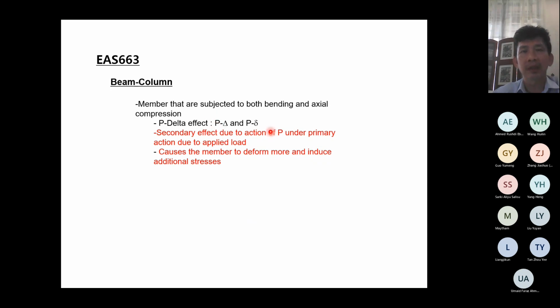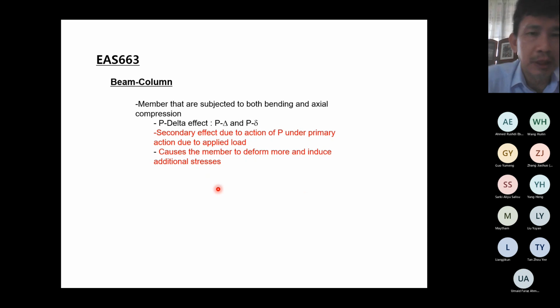The P delta effect has two P deltas here. This is P capital delta and P small delta. Both of them are P delta effect, and both of them are secondary effects due to action of P under primary action due to applied load. So these are secondary effects that we need to consider, especially when the ratio P over P critical is getting larger. And why we need to consider this is because this causes the member to deform more. Remember the delta with the amplification factor, and because of that, you get more bending moment. The maximum bending moment is also amplified. So we need to consider them.